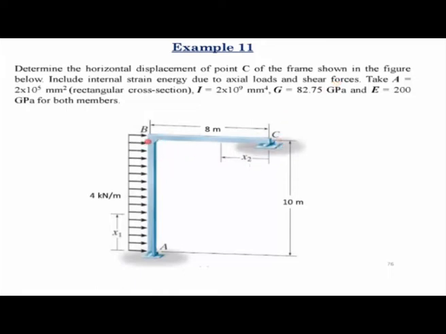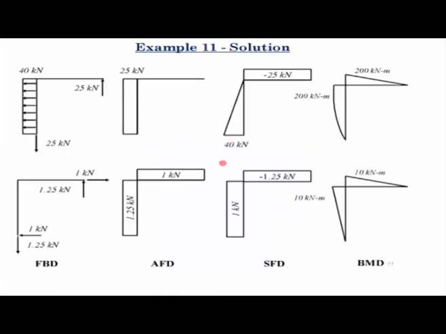Previously we calculated the horizontal displacement at joint C considering only the bending deformations. Now, in addition to bending deformations, we'll consider the axial loads as well as the axial deformations, as well as shear deformations. To do that, we have to plot the bending moment diagrams that we had previously, and we'll plot the axial force diagram and the shear force diagram due to the applied loads as well as due to the virtual load of 1 kilonewton at this joint where the displacement has to be calculated.